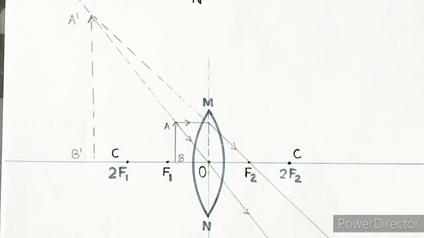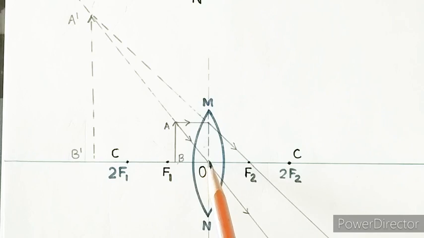So here the image will be formed. Now let's see the position of the object and the image. The position of the object is between optical center O and F1. What is the position of the image? It is formed beyond 2F1. Now what is the size of the image? See the size of the object. This is enlarged.